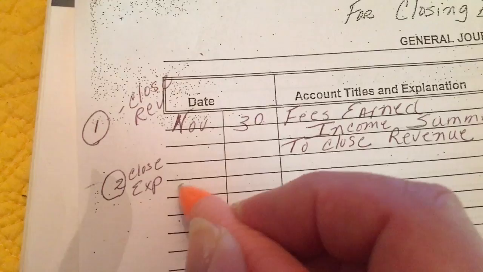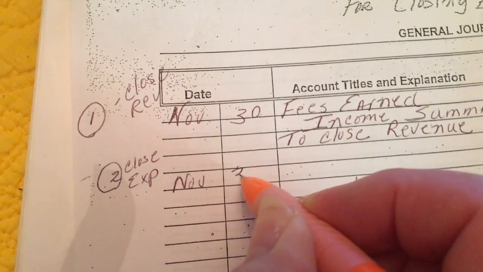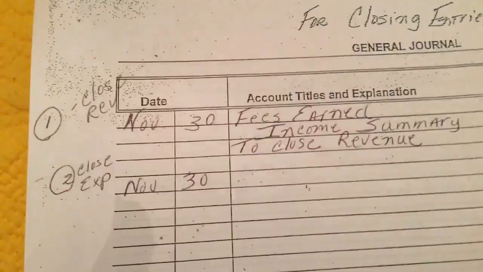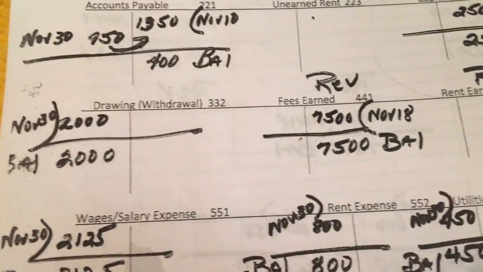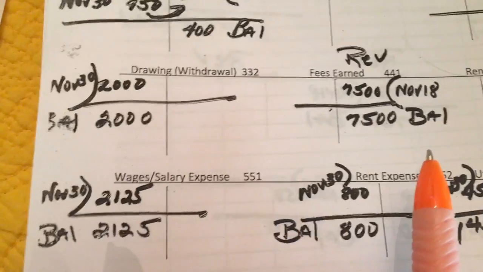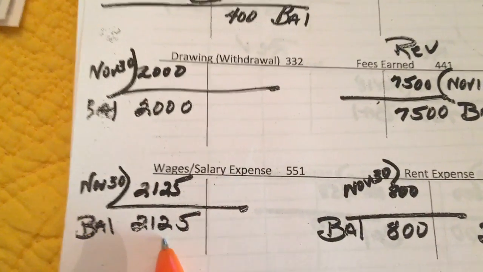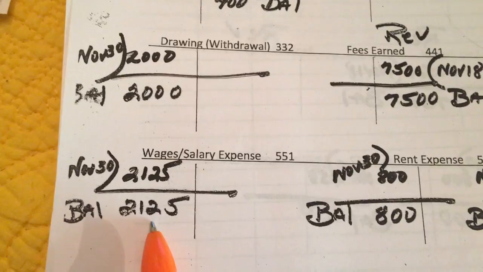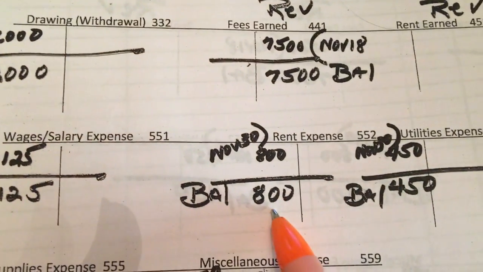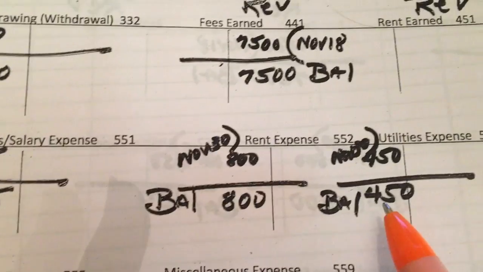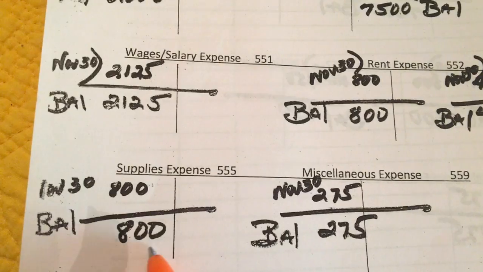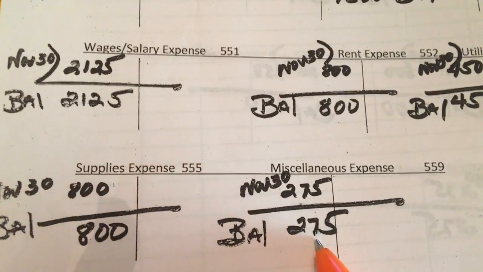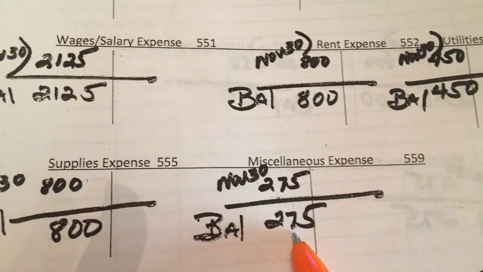So let's put a date here. November the 30th. And let's go back. Now I happen to have this form already printed out, so let's go back and take a look. And we want to identify our expenses. We have a balance in wages, a normal balance of $2,125. We have a balance in rent expense of $800. We have a balance in utilities of $450. We have a balance in supplies of $800. And we have a balance in miscellaneous of $275.